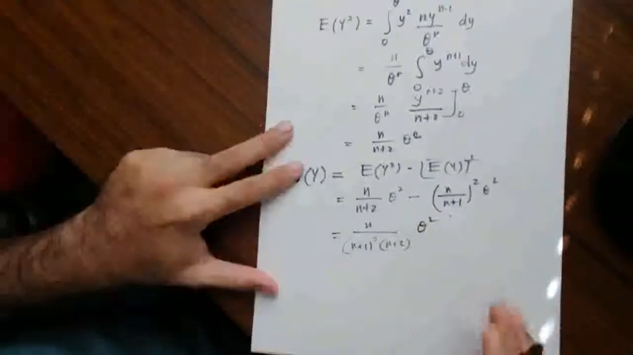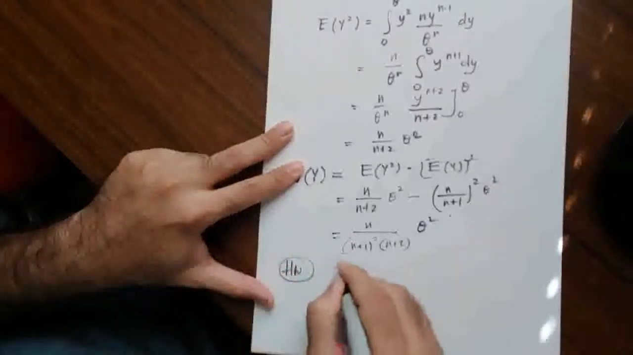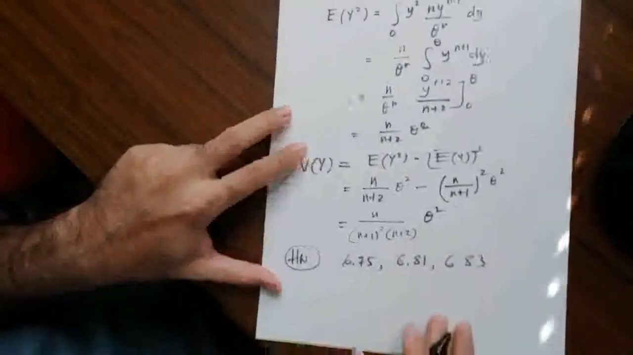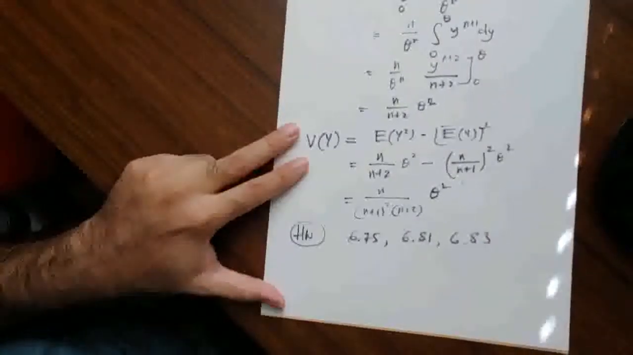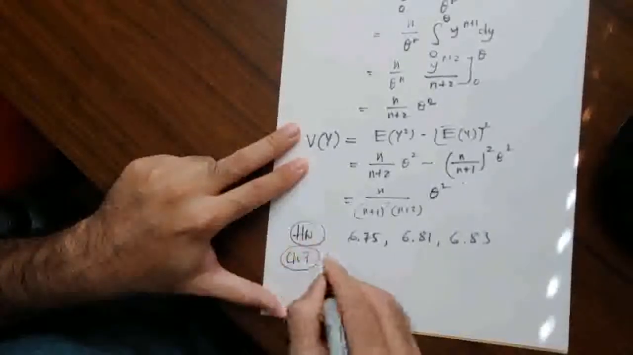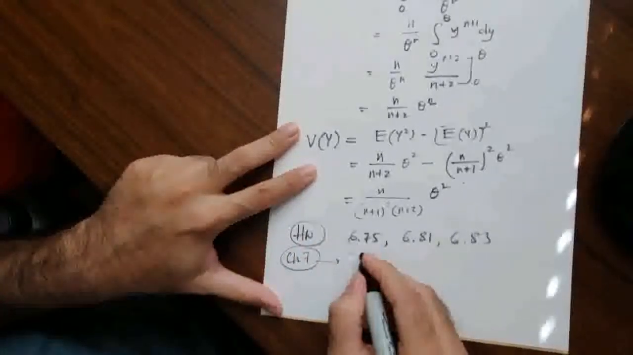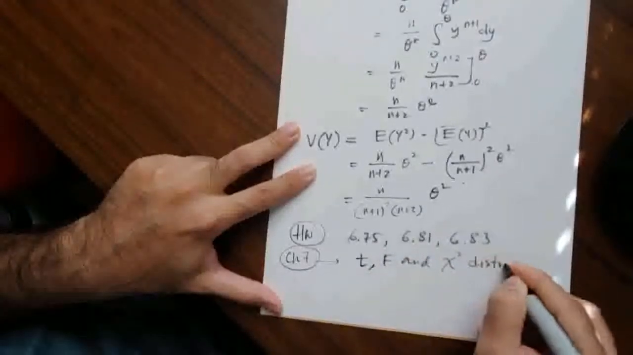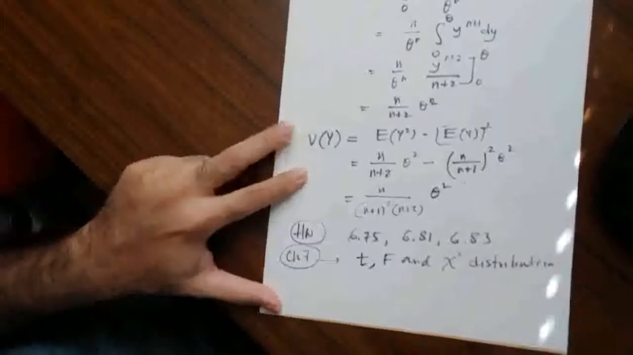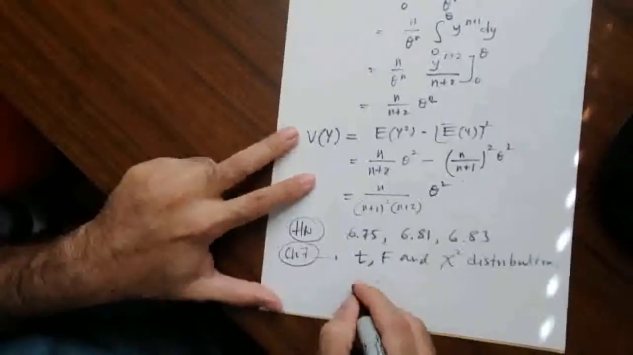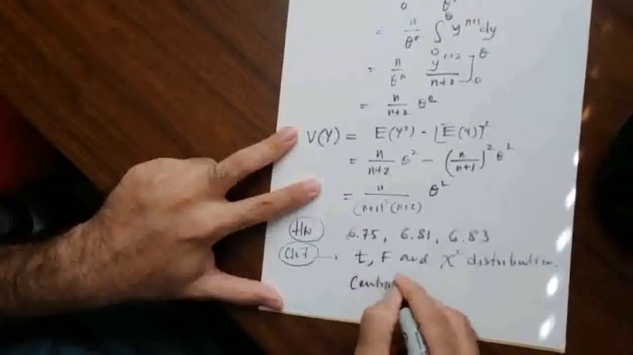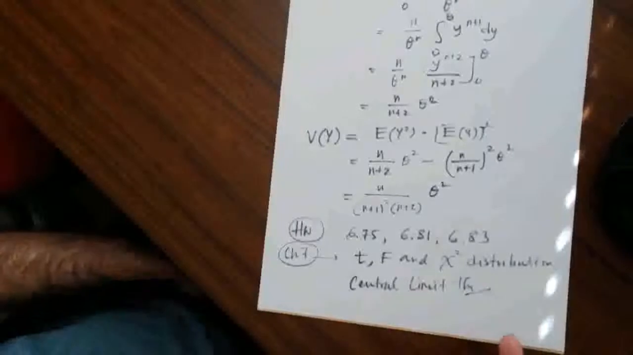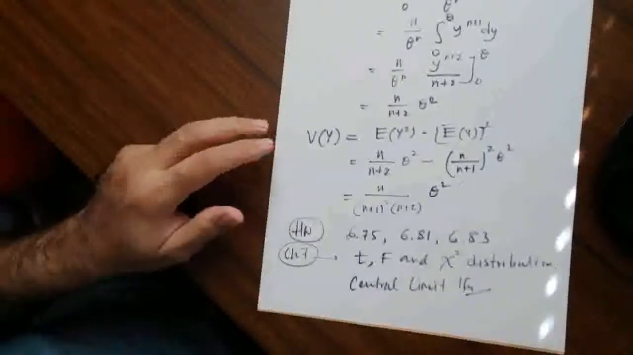And I want you to try now this set of homework I'm adding: 6.75, 6.81, 6.83. Now here is a little bit of future plan. I need to do a little bit of chapter 7, which is t and chi-square distribution, how you can derive this, and then a little bit of central limit theorem. And I'm hoping to do all this by next Wednesday.